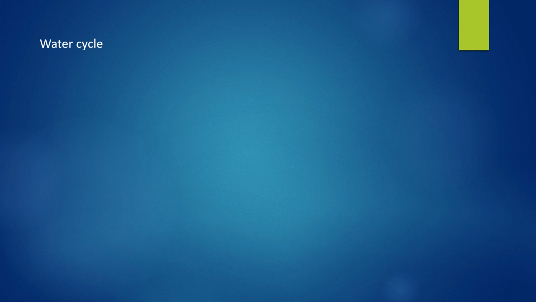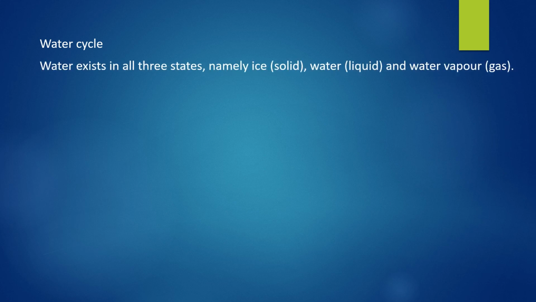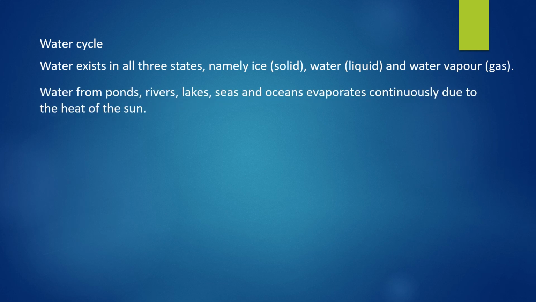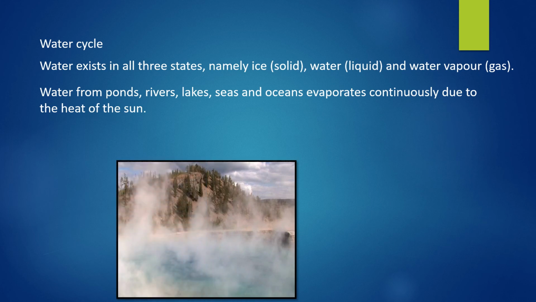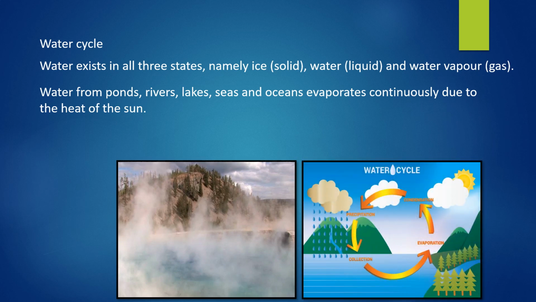Next, we are going to learn the water cycle: how water becomes water vapor, and water vapor becomes water. All these things we are going to learn in this topic. Water exists in all three states, namely ice, which is solid, water, which is liquid, and water vapor, which is gas, the gaseous form of water. Water from ponds, rivers, lakes, seas and oceans evaporates continuously due to the heat of the sun. Because of the heat of the sun, water dries all the time. Then it becomes water vapor.